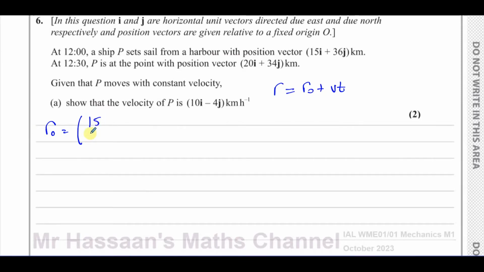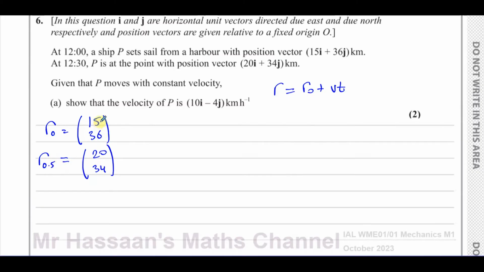Now I'm going to write my vectors as column vectors in my steps and revert back to I and J in my answer if they want us to express it in terms of I and J, because column vectors are way easier to deal with in your calculations. So that's R0. And they told us at 12:30, so we can say R after half an hour, because it's kilometers per hour. So when T is 0.5, it's going to be at this point, 20I and 34J, 20, 34.